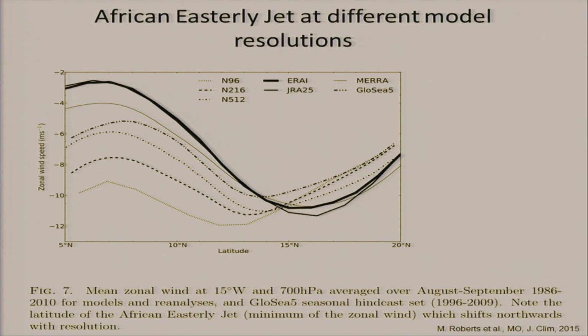And actually here, for reference, the Glossy 5 model, so that's N216, so it's essentially the same model as this one, but with coupling and initialization and some other things, does an even better job and actually gets many more tropical cyclones in the East Atlantic. So again, something to understand there. What is it about that? Is it the initialization? Is it the coupling? Are there other things in there we can understand why that model is better?